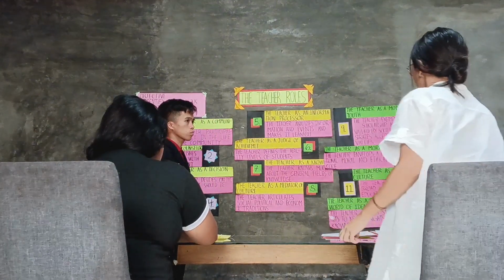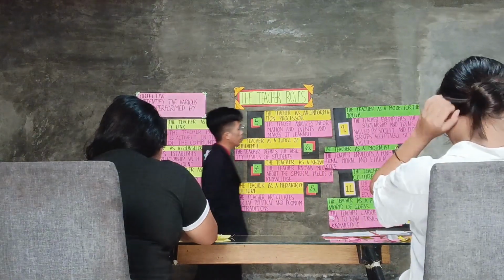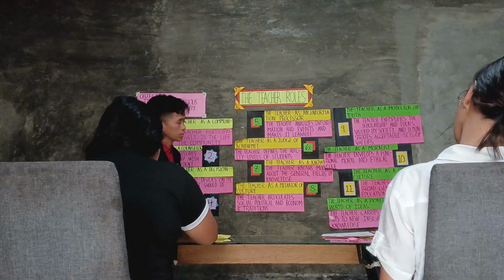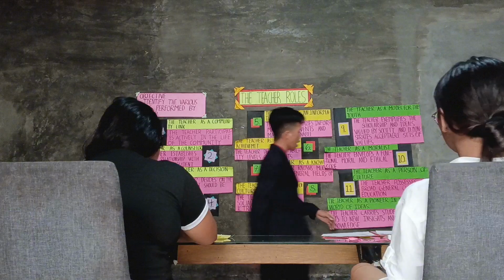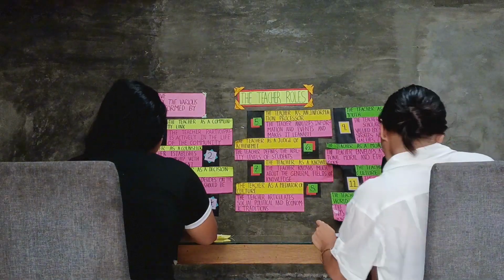It's the teacher as a model for the youth. Okay, the teachers as a model of the youth. Correct. That's correct. So now let's have some activity.